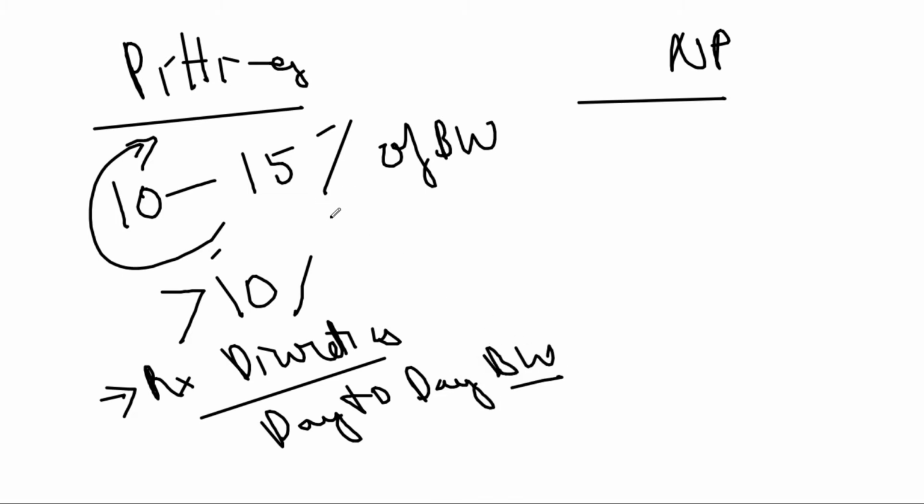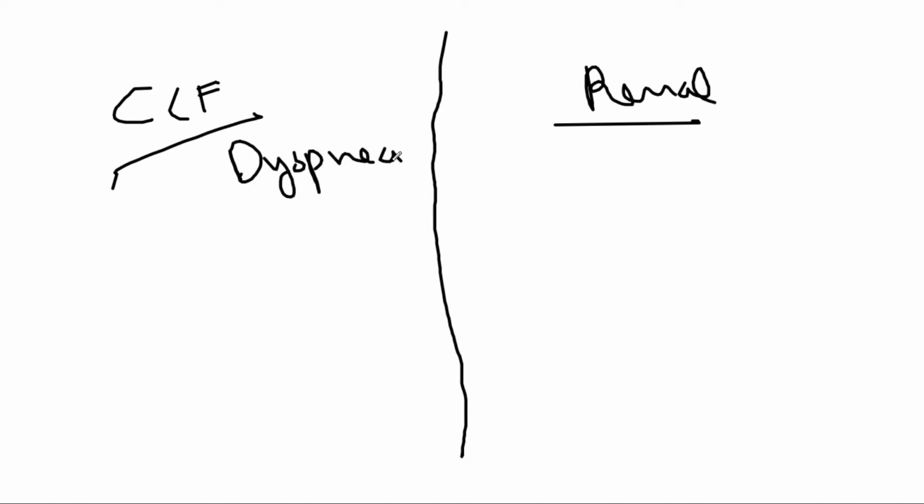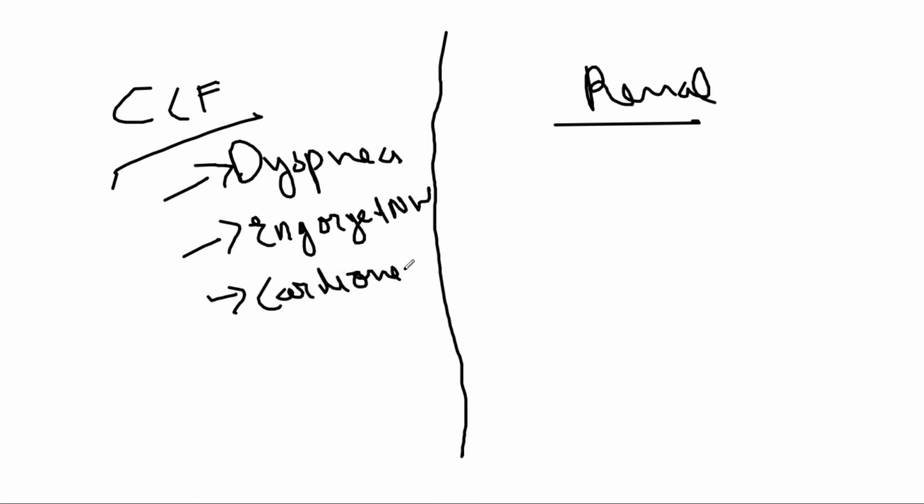Now, what are the causes of pitting edema? Okay, it is congestive cardiac failure, renal failure, okay, renal issues. Now, coming to the topic, how do you identify if it is cardiac or renal? Suppose a person comes with dyspnea, okay, and that is one of the causes, you can point to a cardiac cause, and he is having engorged neck veins, okay, and he is having cardiomegaly on echo, okay, and he is having a history of heart disease, okay.